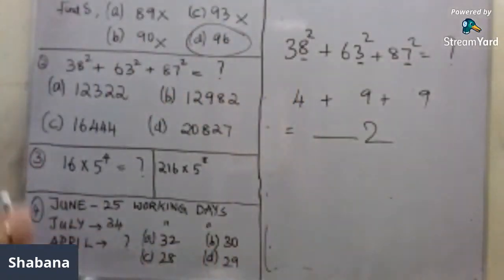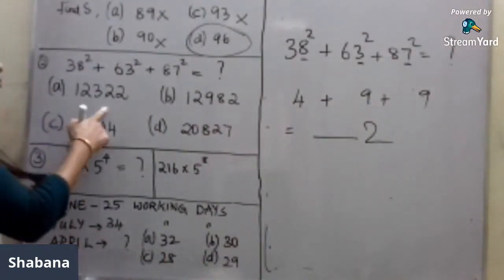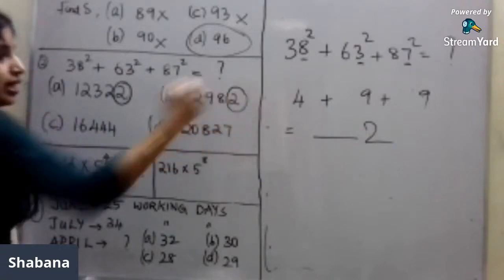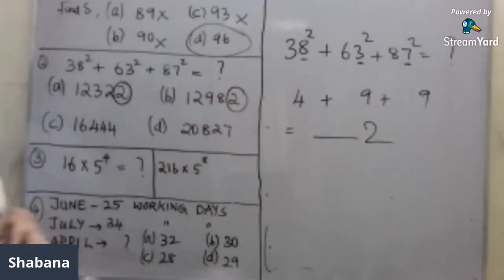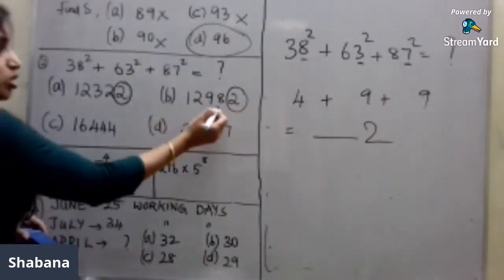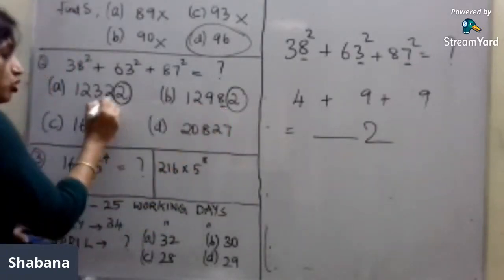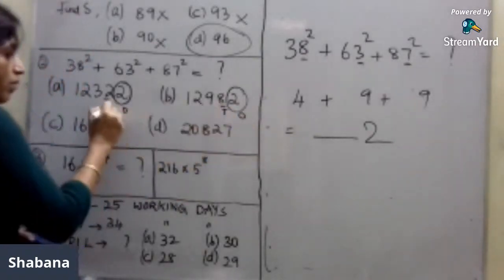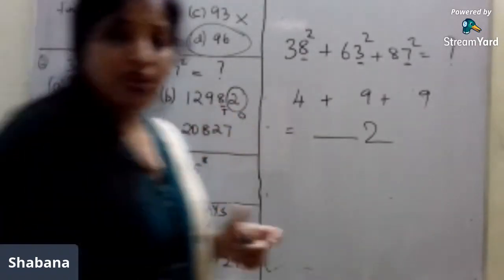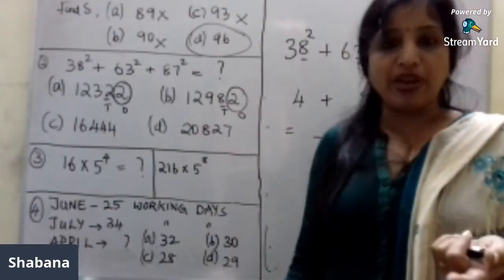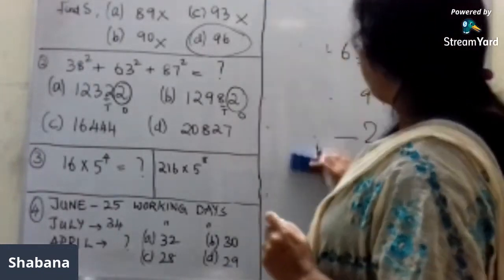Now let me check the choices. I have two possibilities, with 2 here and 2 here again. Which means I cannot apply this and find the answer. But how do they differ? They differ in the tens digit. Even though the ones digit is the same, the numbers differ in the tens digit. So if I could know what my tens digit is, I can easily find my answer. So now let's work that out.